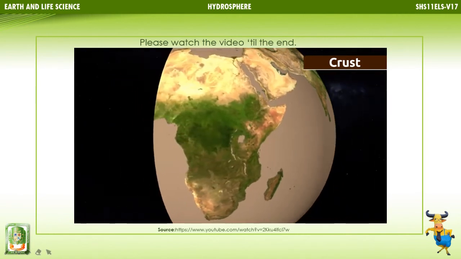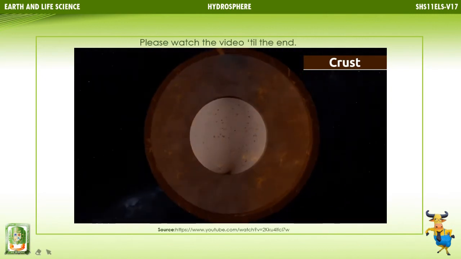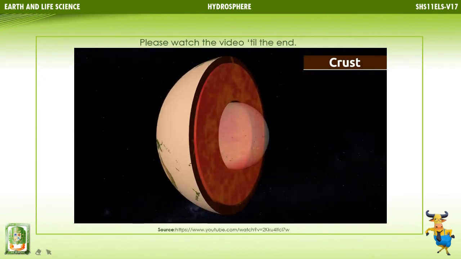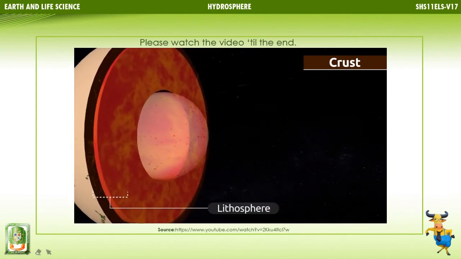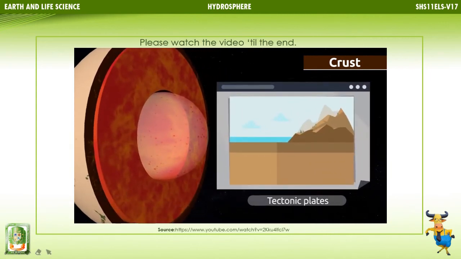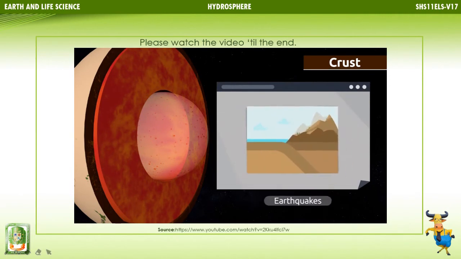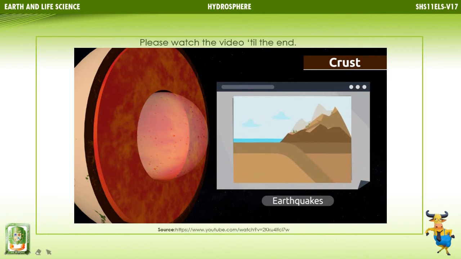The geosphere is broken up into several tectonic plates. These make up the crust and also the mantle, and they are found in a layer called the lithosphere. Tectonic plates are constantly moving, molding the crust. Their movements cause earthquakes.